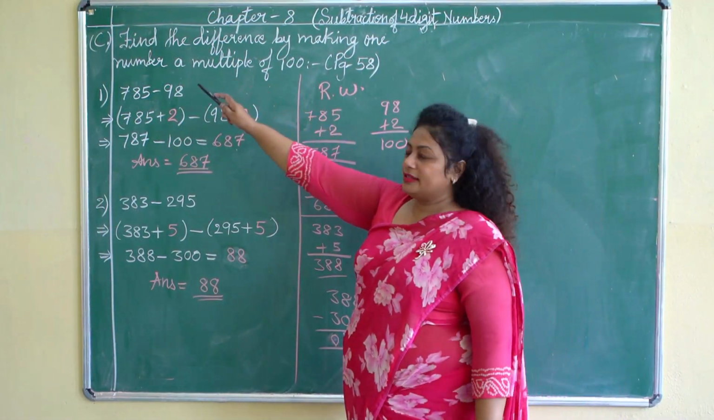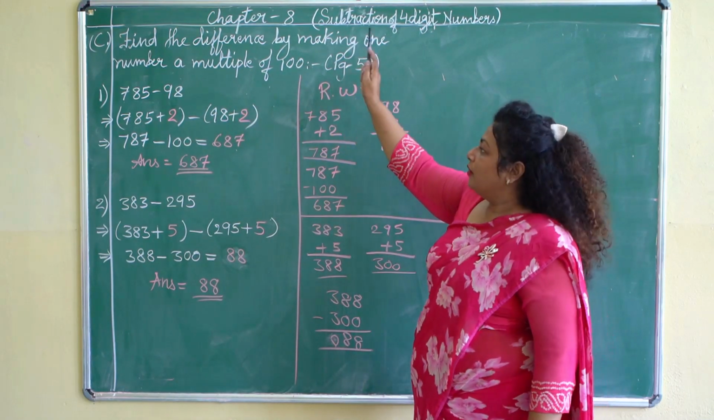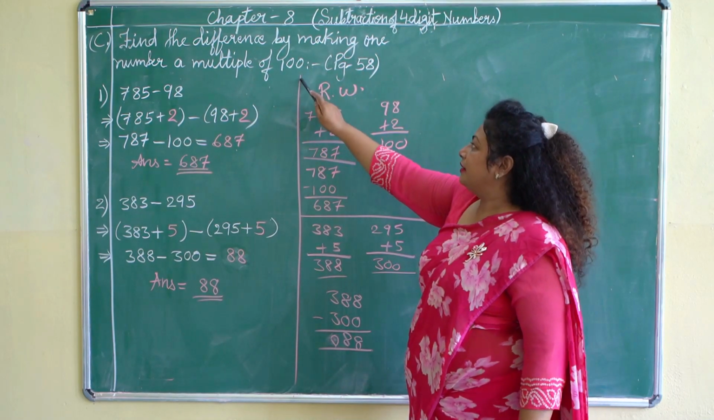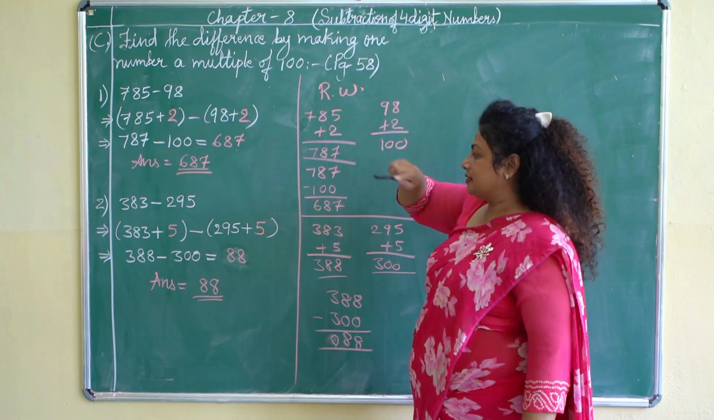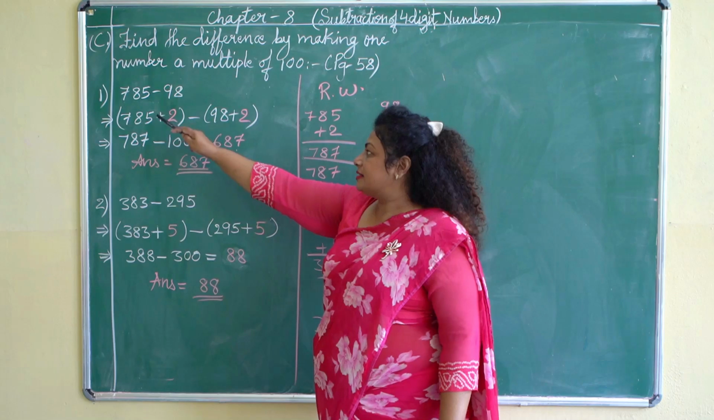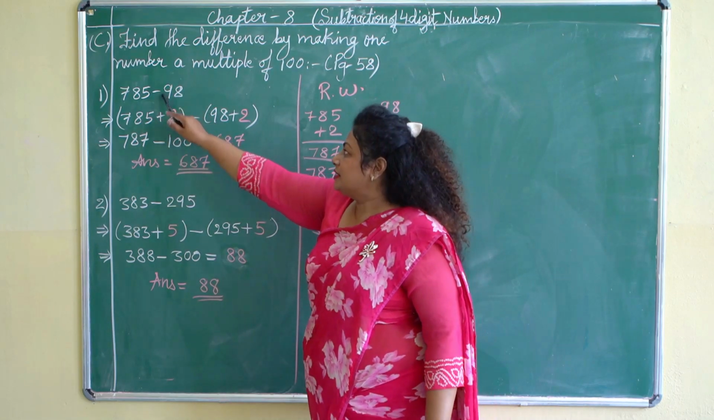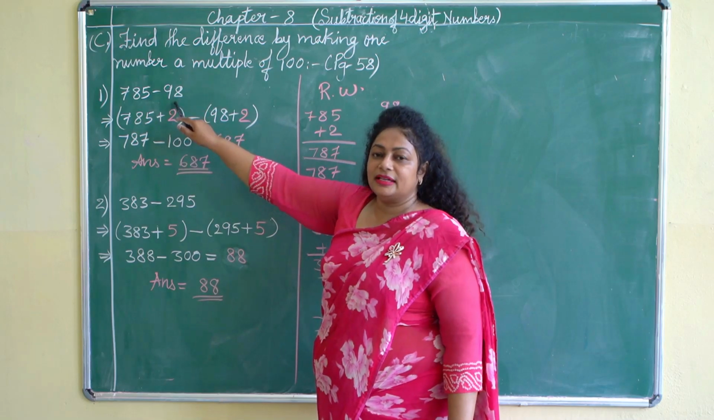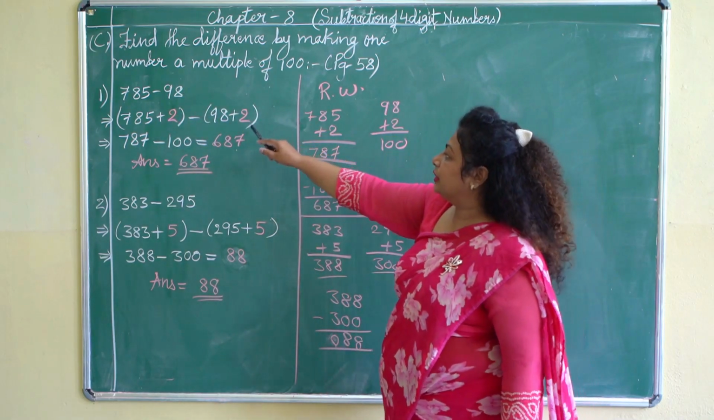Let's come to the other exercise, that is C. Find the difference by making one number a multiple of 100, and it is given on the same page, that is page number 58. Let's start with the first sum. 785 minus 98. Now this number 98, we have to make it a multiple of 100. How can we make it? By adding 2 to the number.